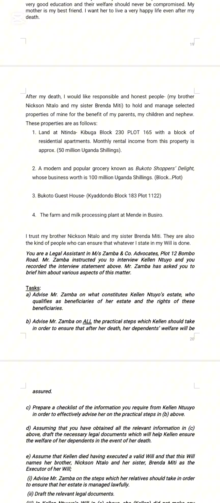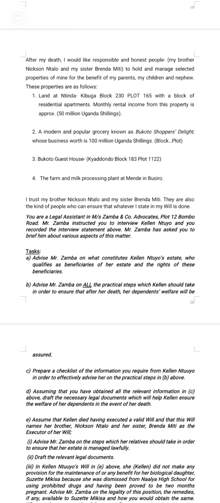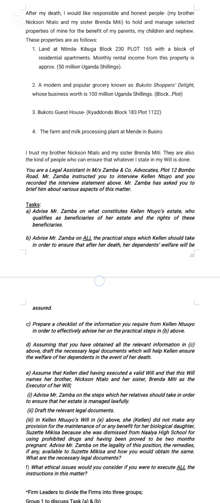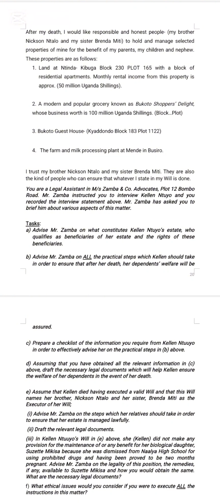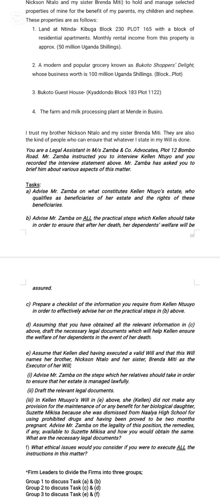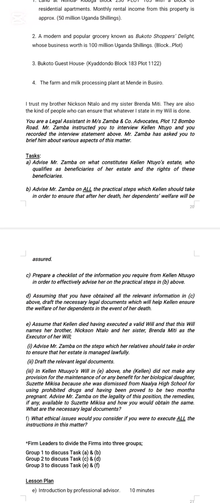After my death, I would like responsible and honest people, my brother Nixon Taro and my sister, to hold and manage selected properties: land at Ntinda, a modern and proper grocery, Bukoto Delight, Bukoto guest house, and the farm. I trust my brother Nixon Taro and my sister. They are also the kind of people who can ensure that whatever I state in my will is done.